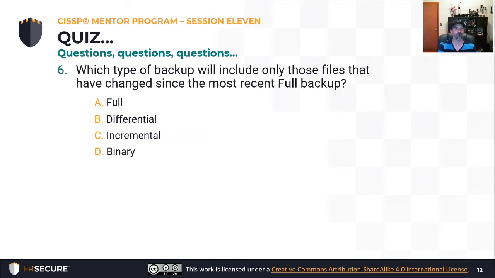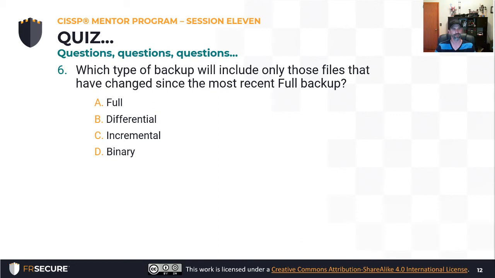Which type of backup will include only those files that have changed since the most recent full backup? So is that going to be a full? Well, no, because that's already going to have everything in it. A differential will have things that have changed in it. An incremental will have things that have changed in it. And a binary is a full snapshot of the whole thing. So it's either differential or incremental.